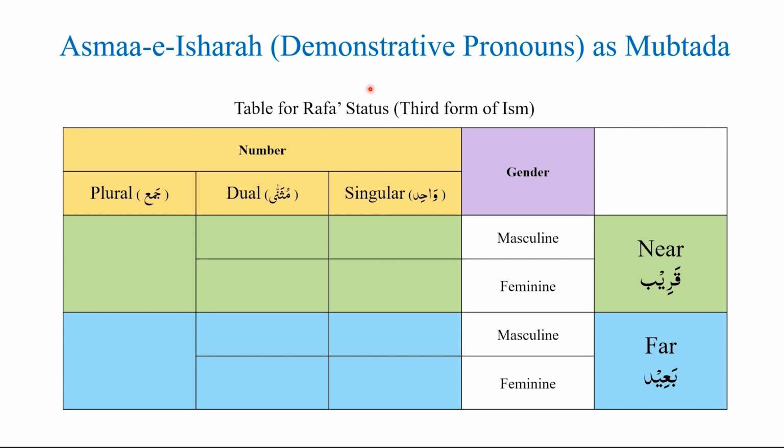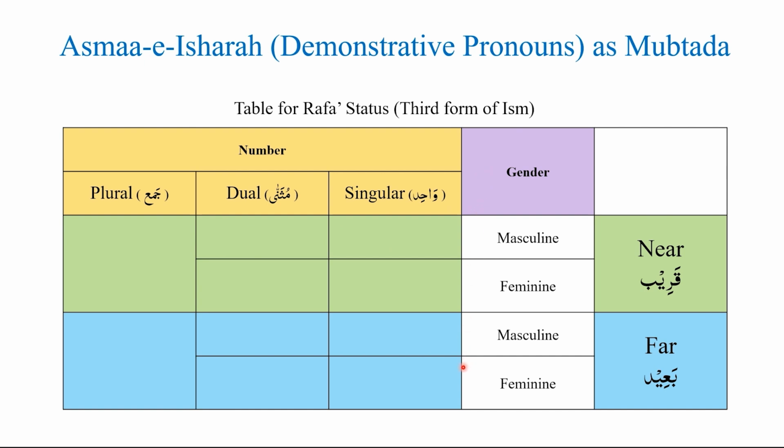So for now, we only need to study demonstrative pronouns in the Rafa status. Inshallah, in later part of this lecture, we will study demonstrative pronouns in the Nasab and Jar status as well. For each Ism Ishara that we will be studying in the table, we will know the status, which is Rafa status. We will know the capacity, and we already know that all Asma Ishara are definite in capacity. Furthermore, we will know the number and we will know the gender.